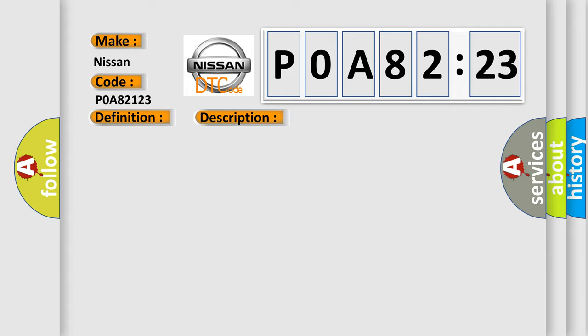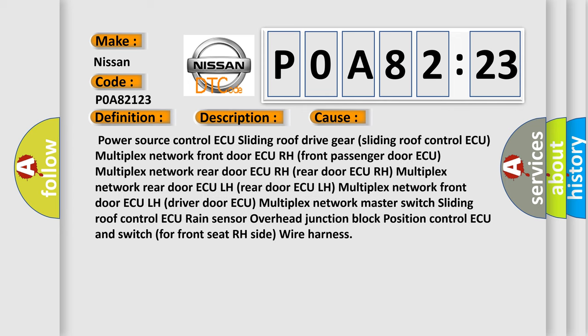This diagnostic error occurs most often in these cases: power source control, ECU sliding roof, drive gear sliding roof control, ECU multiplex network, front door, ECU RH front passenger door, ECU multiplex network, rear door, ECU RH rear door, ECU RH multiplex network, rear door, ECU LH rear door, ECU LH multiplex network, front door, ECU LH driver door, ECU multiplex network, master switch sliding roof control, ECU rain sensor, overhead junction block position control, ECU and switch for front seat, RH side wire harness.